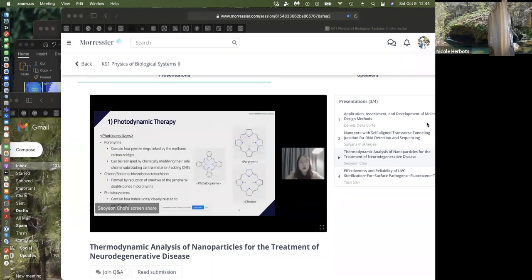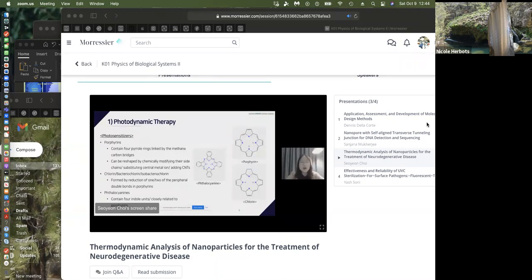There are several nanoparticles being studied to be used as photosensitizers, including porphyrins, chlorin variants, and phthalocyanines. Porphyrins contain 4 pyrrole rings linked by methine carbon bridges, as you can see in the picture on the right. They can be reshaped by chemically modifying their side chains, by substituting central metal ions, or by adding CNTs.